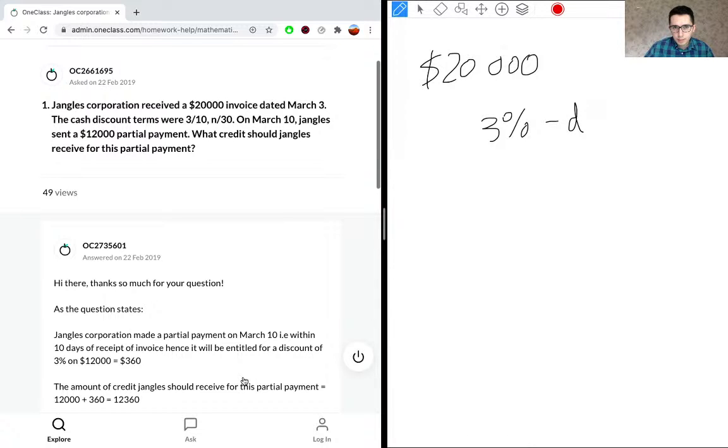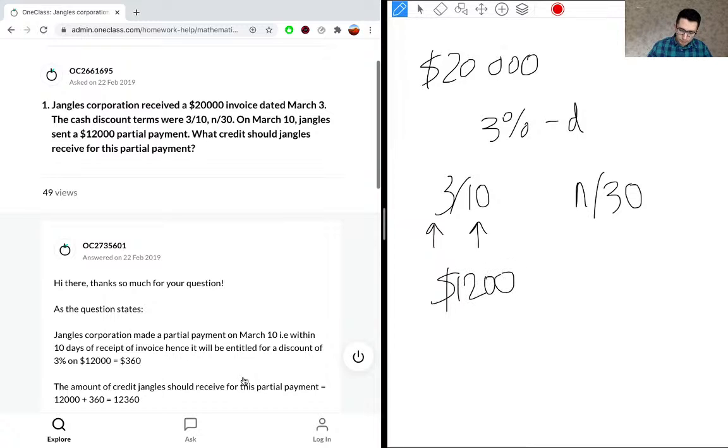If the payment is given within 10 days, so that's what 3/10 means: 3%, and this means within 10 days. And then we have net 30 for the total payment. So you have 30 days for total payment. On March 10, Jangles sends a partial payment of 12,000. So 12,000. What credit should Jangles receive for the partial payment?